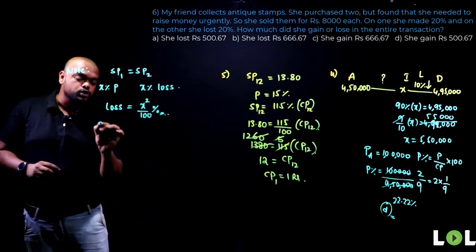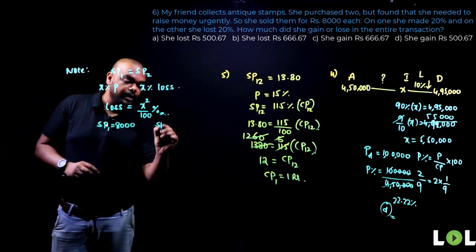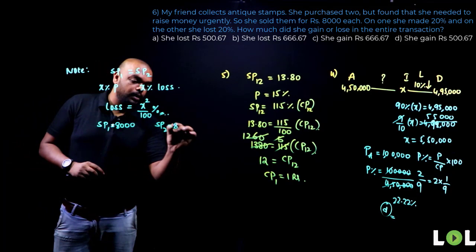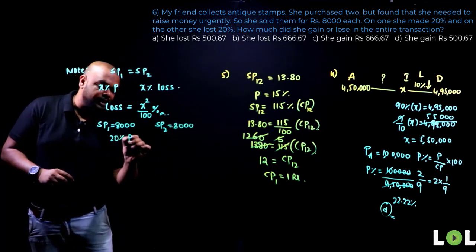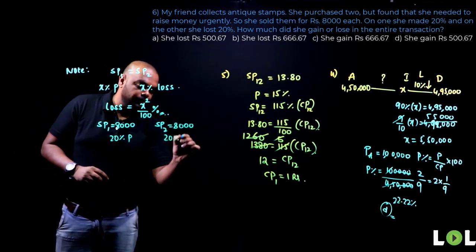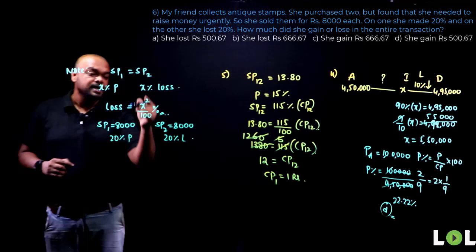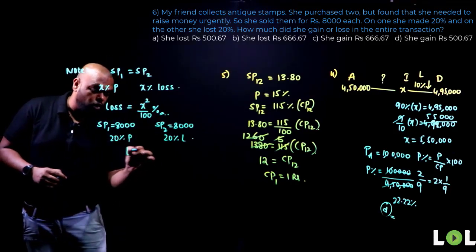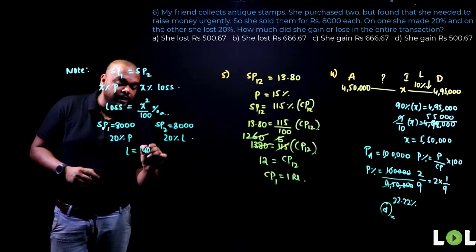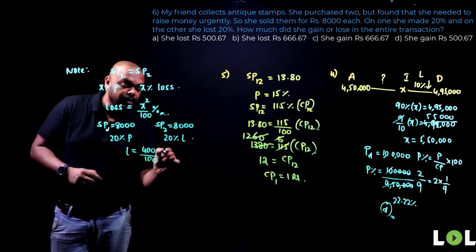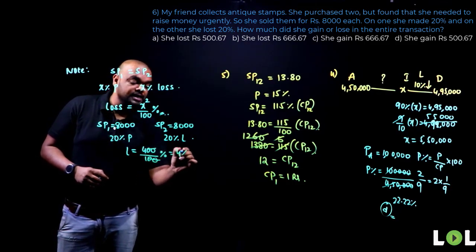Now she sold one at 8,000 rupees, another one at again 8,000 rupees. Here she made a profit of 20%. Here she made a loss of 20%. X% profit, X% loss. What is the overall loss? X square by 100%. So loss is equal to, this is X here, X square, that is 400 by 100%. So the zeros get cancelled. The loss is 4%.